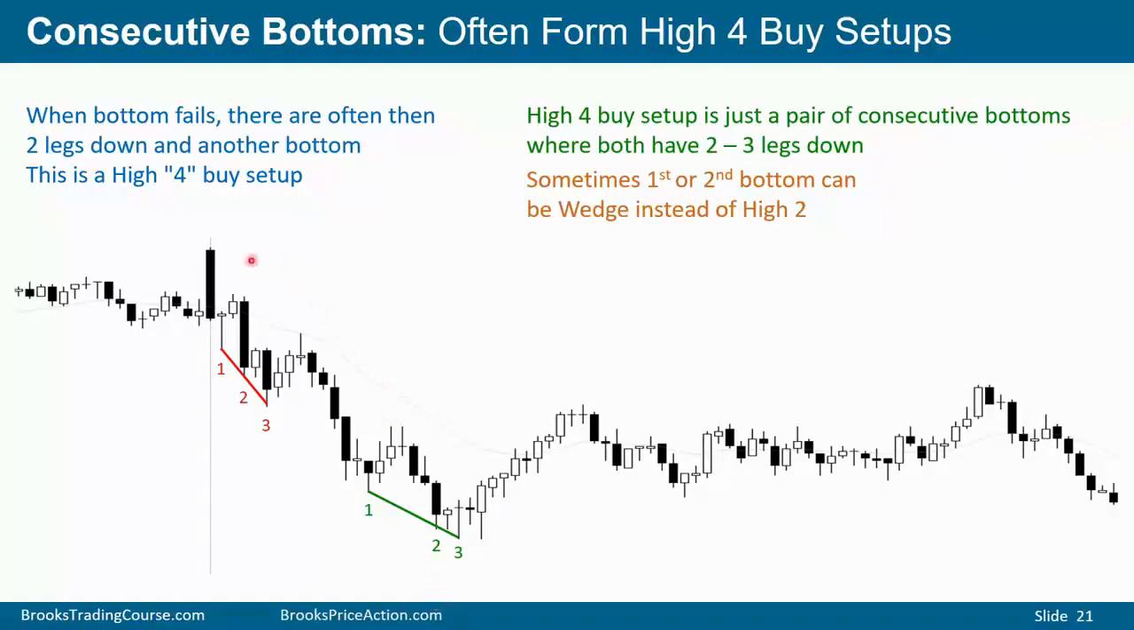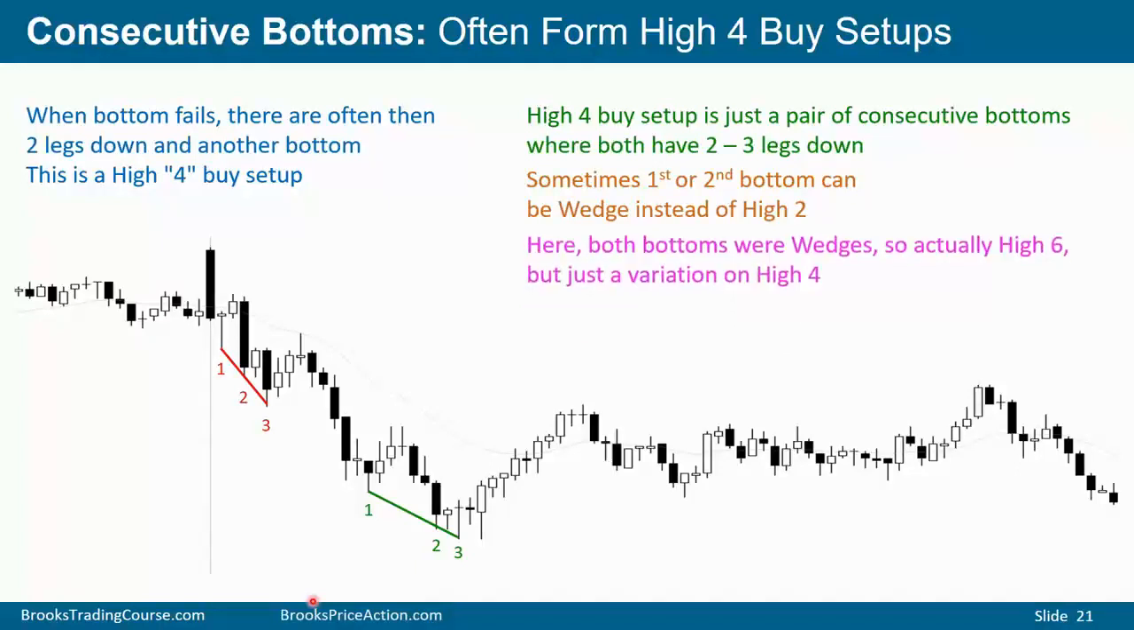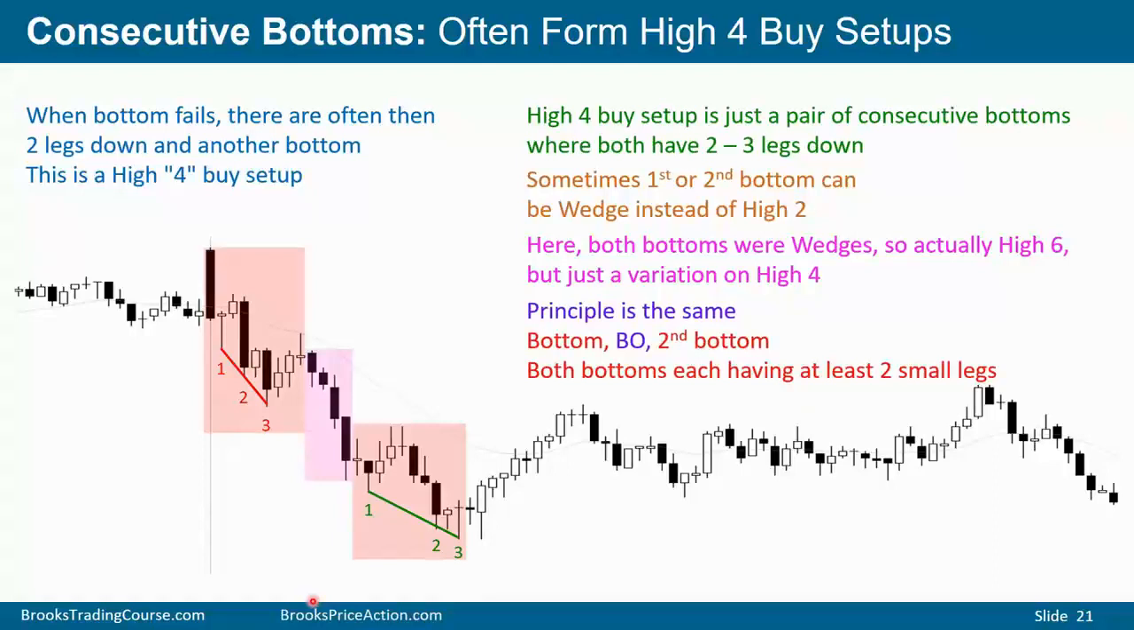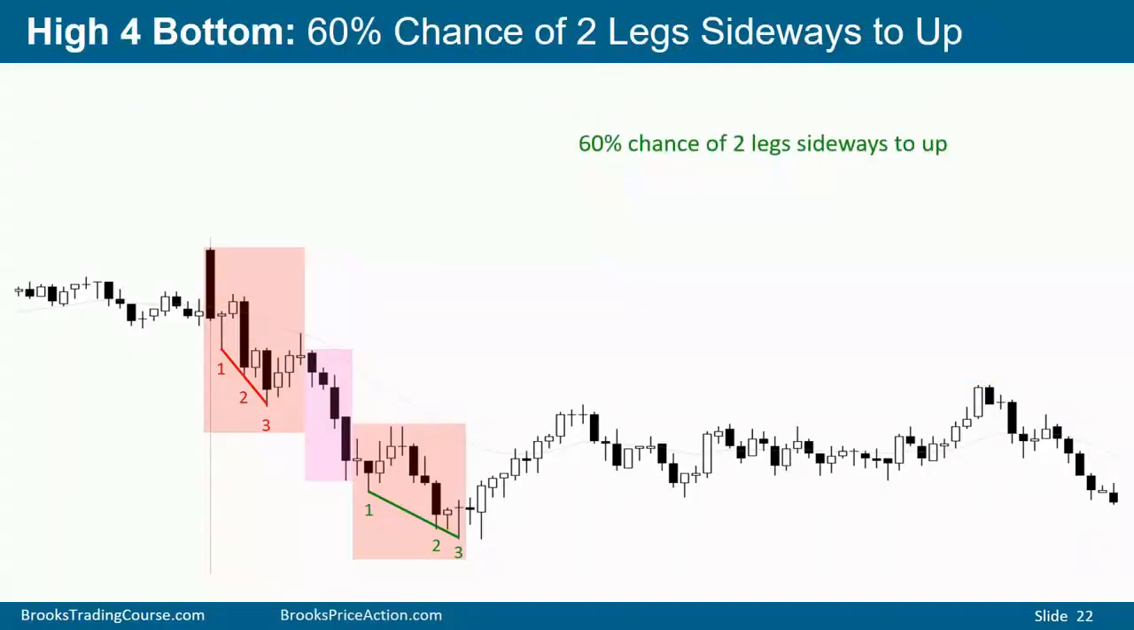The market tried hard to bottom, it failed. It tried hard again to bottom, higher probability that the second attempt will be successful. It doesn't matter if you call it a high 2 or a high 3 down here. The market's trying to bottom in a complex way. We get a bear breakout and then it's trying to bottom again in a complex way. After you have consecutive complex bottoms like this, 60% chance you'll have at least a couple legs sideways to up, which we got.